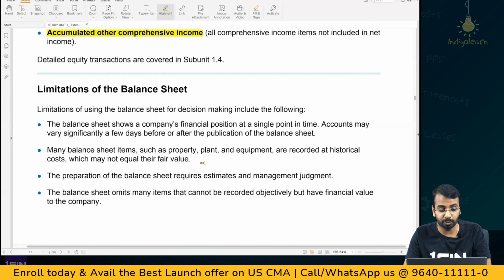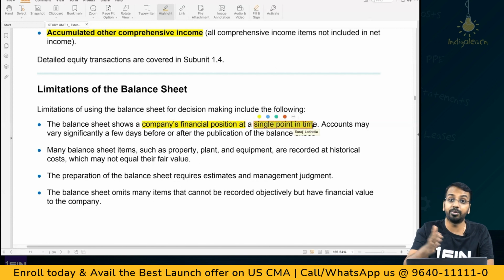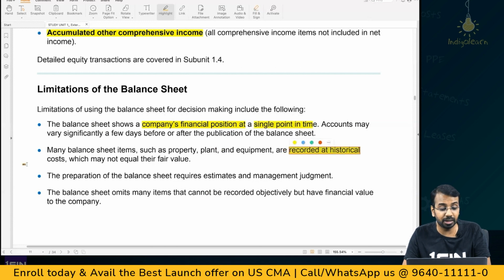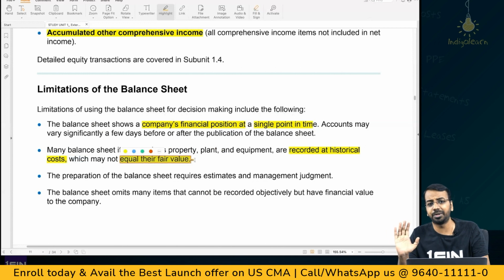Window dressing might be possible. So first, it shows the company's financial position at a point in time, and there may be a lot of variations, and a lot of times nearby the year end, they try to manage the accounts. So that also becomes a challenge. Then it gives us historical information at historical cost, which may not be equal to fair value. I might have purchased land 10 years back. The value today is much, much higher. And if I'm giving it at historical cost, that becomes a limitation.